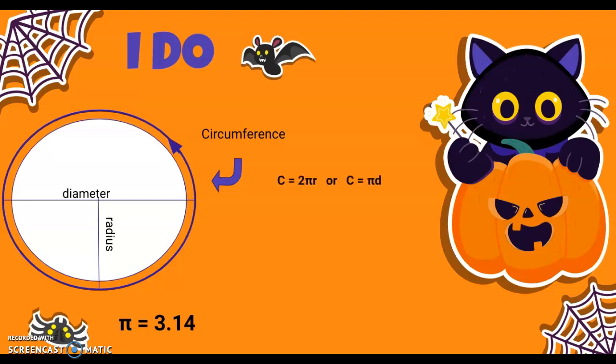Now here are 2 formulas for circumference, and both formulas are provided for you on the formula chart of your STAR test. So you don't really have to memorize them because they will be there for you on any test. The first formula states that the circumference is equal to 2 times pi times the radius. The second formula states that the circumference is equal to pi times the diameter.